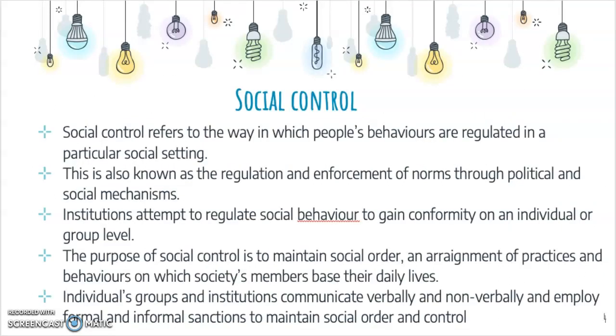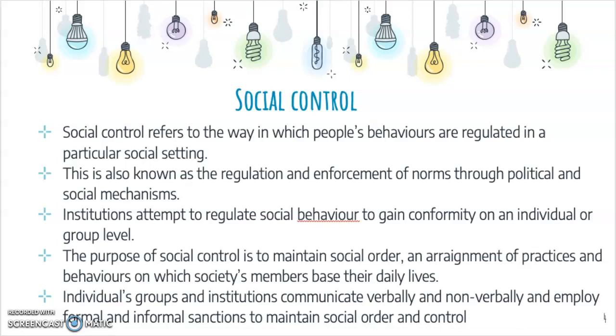Social control is all about regulating people's behaviour so that they behave in a way that society thinks is acceptable in social settings. We do this through regulating and enforcing norms, things that we think are natural and normal. For example, I would really hope that you don't sit around in public and pick your nose because we don't think that's socially acceptable. It's not a social norm. We use institutions to help us do this. Institutions like the police, the courts, the media, schools, governments, and we do this to try and make sure that people conform at both an individual and a group level.